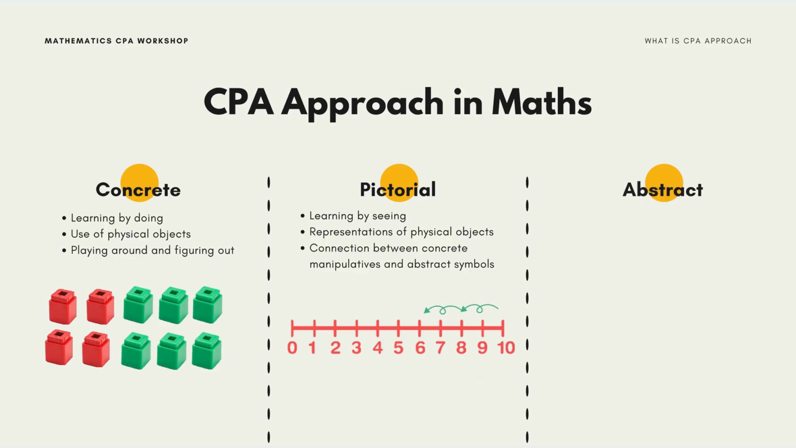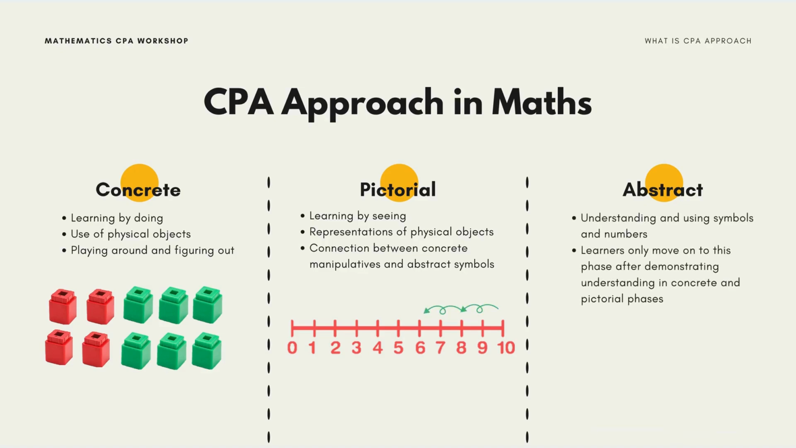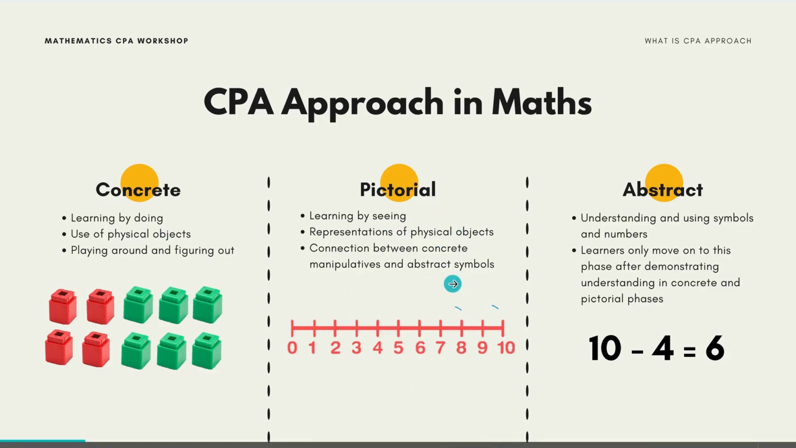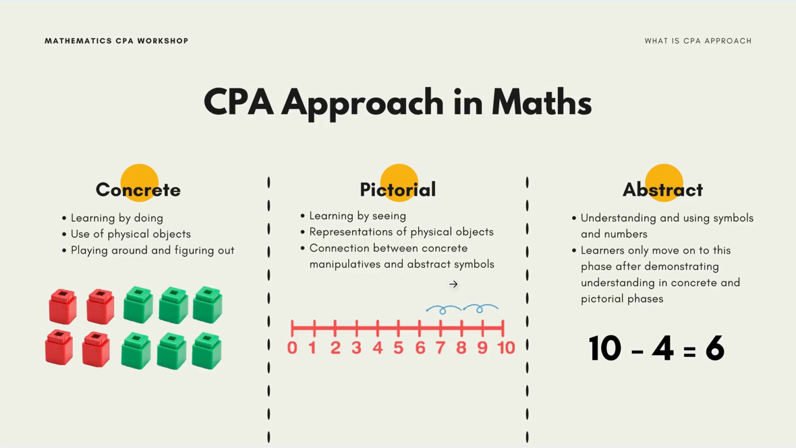And lastly, we go to the abstract phase, which is using symbols. So this is when the teacher introduces abstract concepts by using only numbers and mathematical symbols such as plus, minus, multiply, and divide. After demonstrating a solid understanding of concepts in the concrete and pictorial phases, learners will rely only on these numbers and symbols to solve the problems.